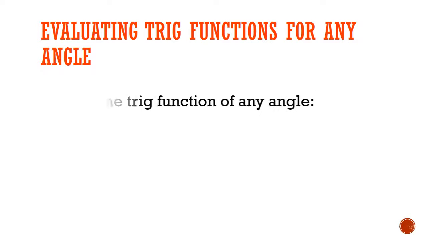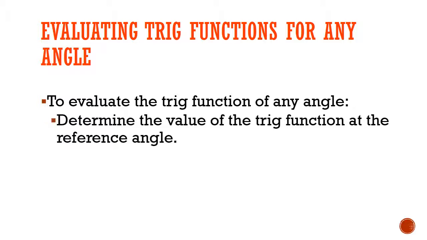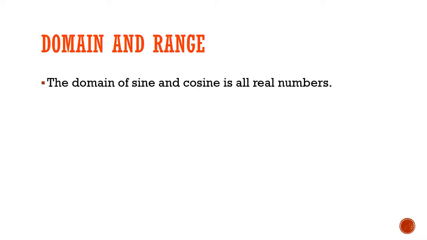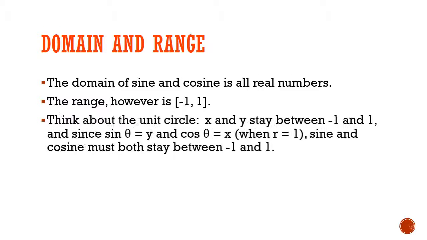All right, so to evaluate the trig function of any angle, first of all, determine the value of the trig function at the reference angle. Determine what sign is going to go on that trig. It's pretty much that simple. The domain of sine and cosine is all real numbers. In other words, you can take the sine or cosine of any number in the world. The range, though, is -1 to +1. That's as far as it goes. Nothing below -1, nothing above +1.